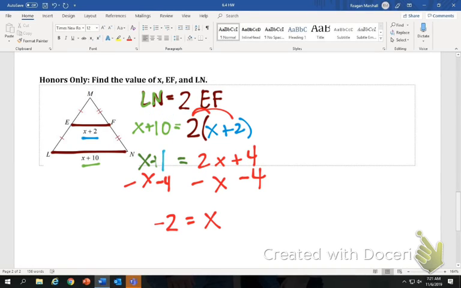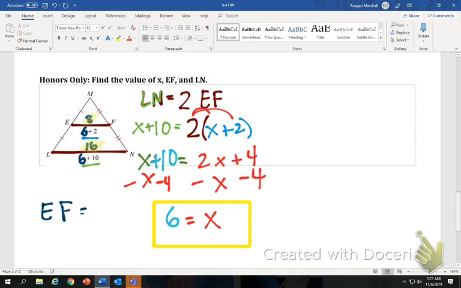It just goes to show you that everyone makes mistakes, and make sure you check your work. -2 did not make sense as an answer, so I paused and I looked back. 10 minus 4 is 6. So let's see if that makes better sense. I believe it does, because when we plug in 6 here, 6 plus 2 is 8. We plug in 6 here, 6 plus 10 is 16. So 16 is double of 8, 8 is half of 16, that makes much more sense. So sorry for that. If you can see what time it is, it's 7:21 in the morning. EF equals 8. LN equals 16.